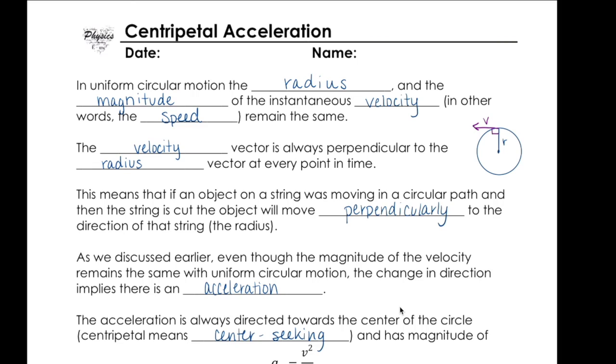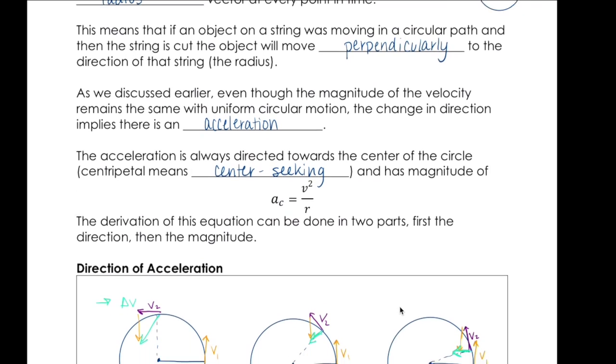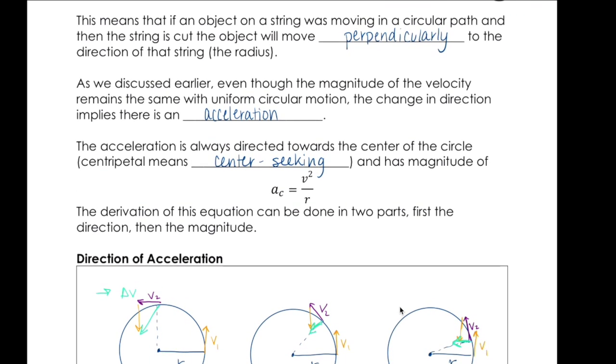Like I said, because the object is constantly changing direction, even if the speed is constant, it is accelerating because it is changing direction. The acceleration is always directed towards the center of the circle. So it's known as center seeking. That's what centripetal means.